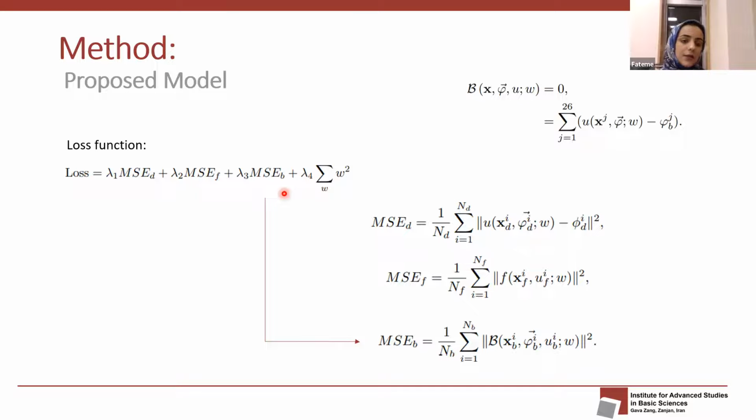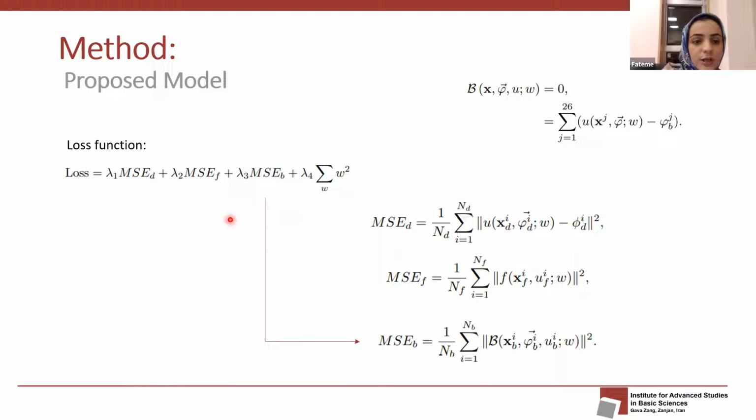Something else that I have to say here is lambda 1, lambda 2, lambda 3, and lambda 4. We set lambda 4 as 0.001, and it was not our hyperparameter. But we set lambda 2 and lambda 3 as our hyperparameters, and lambda 1 is equal to 1 minus the summation of these lambdas. So the summation of all of our lambdas is equal to 1.